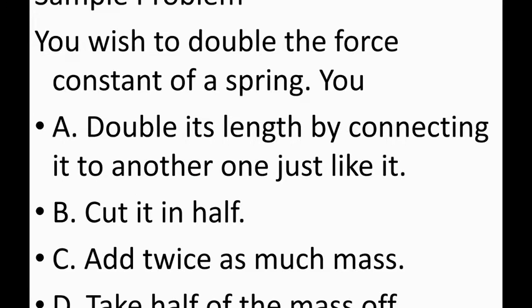So let's look at this sample problem real quick. Just a quick multiple choice question. You wish to double the force constant of a spring. What do you think you can do? Double its length by connecting it to another one just like it, cut it in half, add twice as much mass, or take half of the mass off. Which one do you think is going to happen? Well, what's actually going to happen is if I cut it in half, that is what is going to double my force constant. So only by cutting it in half will your force constant change.